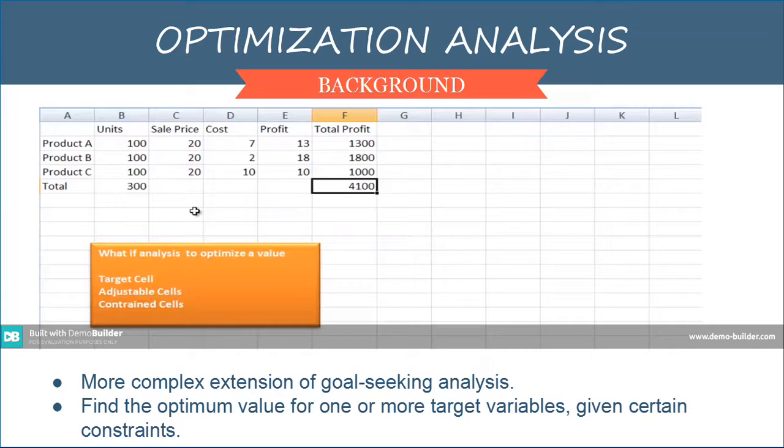For optimization analysis, I'd like to demonstrate it through screenshots via Excel. Here we can see products A, B, and C, and we also have variables for each product, which are the number of units, the sales price, the cost, profit margin, and total profit for each product. We also have the total row, which sums up the number of units sold and total amount of profit from sales of the three products.